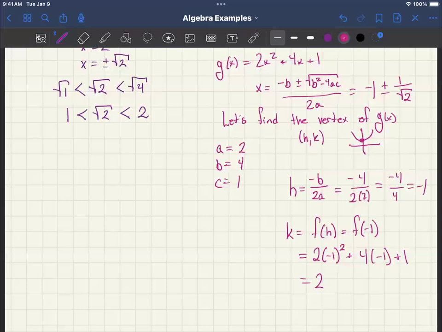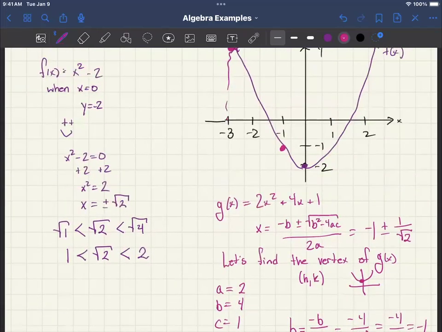Negative 1 squared is a positive 1, so 2 times 1 is 2. Positive 4 times negative 1 is negative 4. 2 minus 4 plus 1 is negative 1. So our k value is negative 1 as well. In this case, our h, k is negative 1 comma negative 1. Oh my gosh, look at that. It is exactly right there where we know that our functions hit.